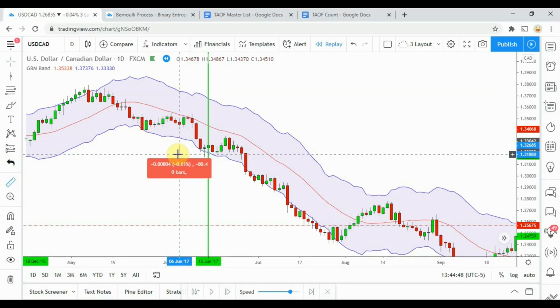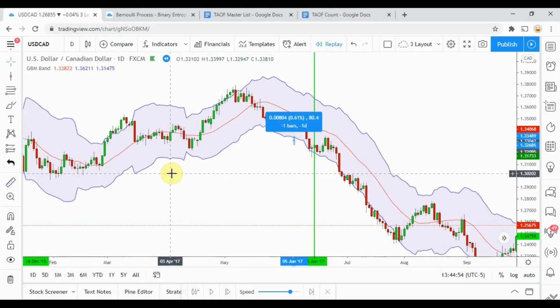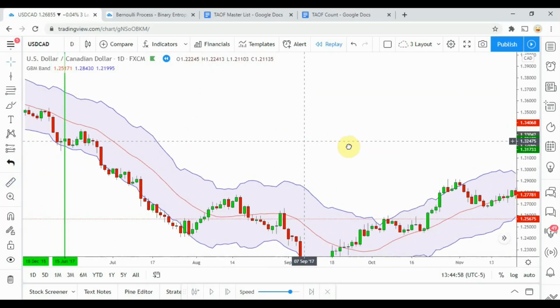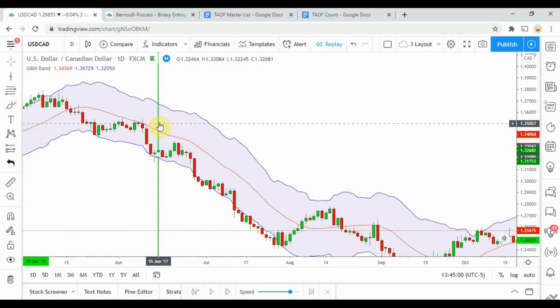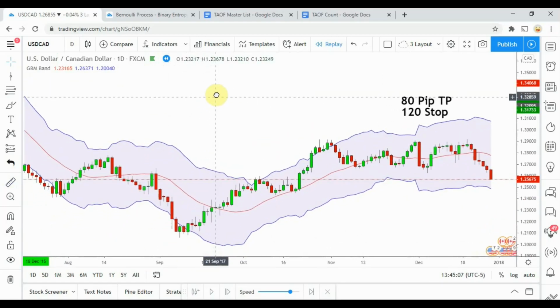Down here to the downside, we hit 80 pips to the low side, and we hit 80 pips to the upside. What is our 80 pips? We would have gotten a first take profit out of this trade. And then on the reverse side, it's just the opposite.